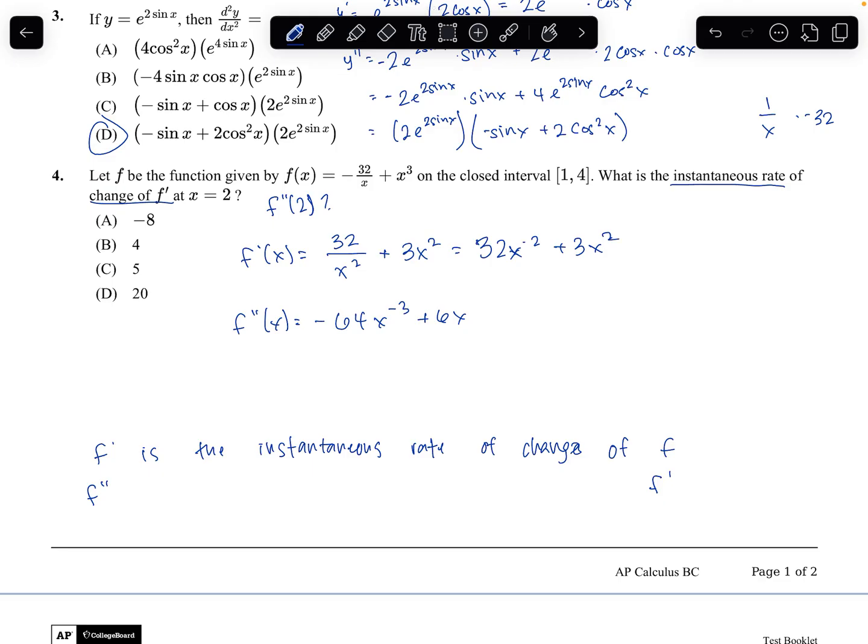So that's going to be equal to negative 64 over x to the third plus 6x. That means f double prime of 2 is going to be equal to negative 64 over 8 plus 12. 64 divided by 8, isn't that just 8? So negative 8 plus 12, so that's going to be equal to 4.